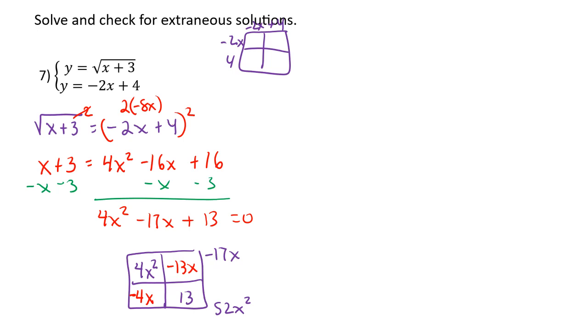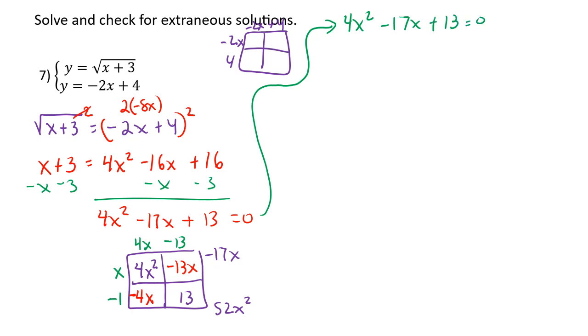All right, now for the values on the outside, I think I'm going to go with this being 4x times x makes 4x squared. And that's because 4x times negative 1 would make negative 4x. X times negative 13 would make the negative 13x. So now I've got my quadratic written as x minus 1, 4x minus 13.